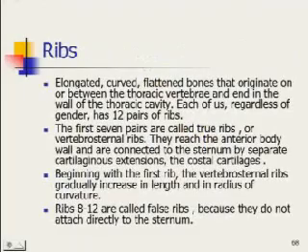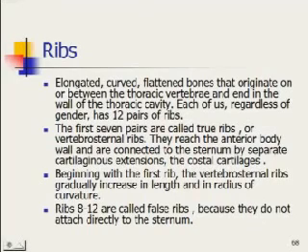Ribs are elongated, curved, flattened bones that originate on or between the thoracic vertebrae and in the wall of the thoracic cavity. Each of us, regardless of our gender, has 12 pairs of ribs. The first 7 are called true ribs, or vertebrosternal ribs. They reach the anterior body walls and are connected to the sternum by a separate cartilaginous extension. This is referred to as costal cartilage. Beginning with the first rib, the vertebrosternal ribs gradually increase in length and in the radius of the curvature.